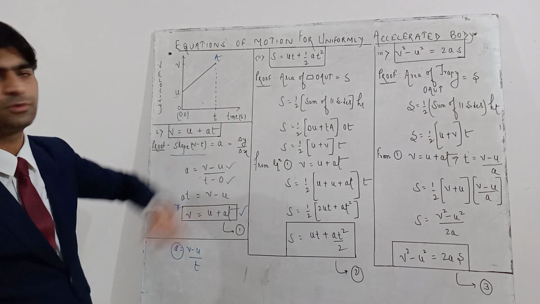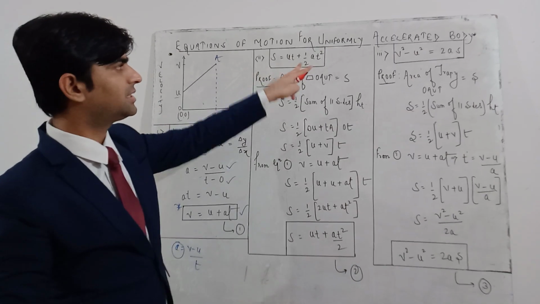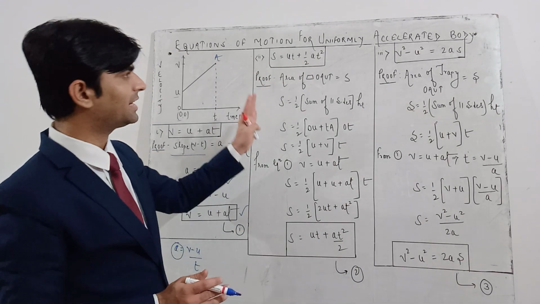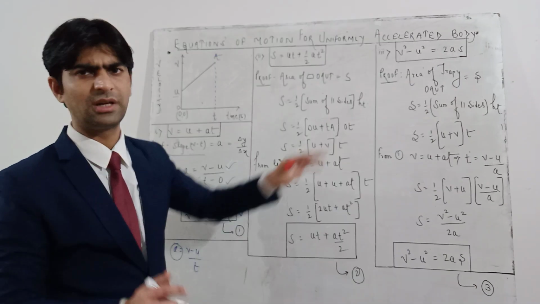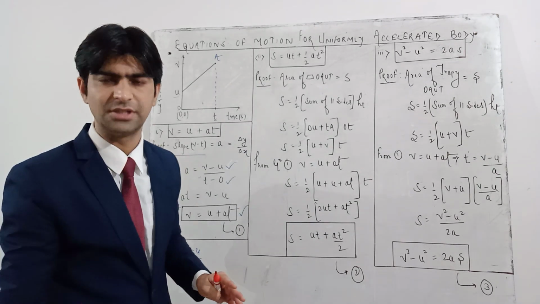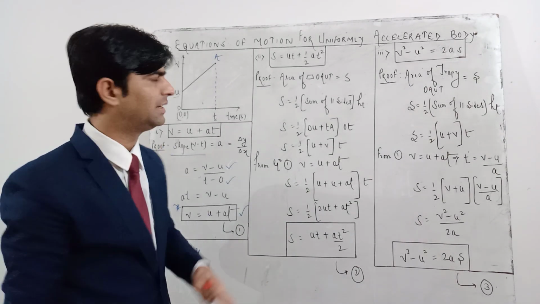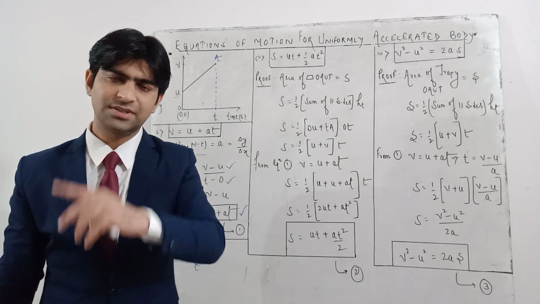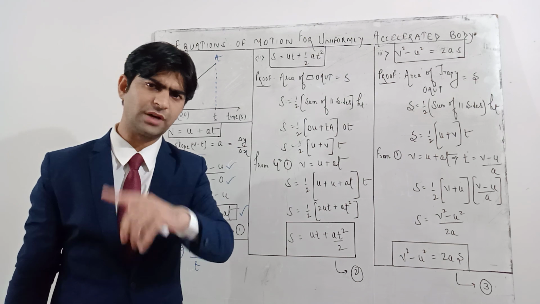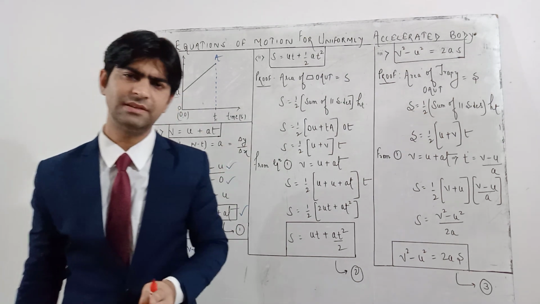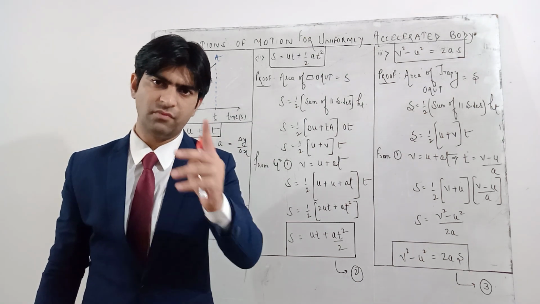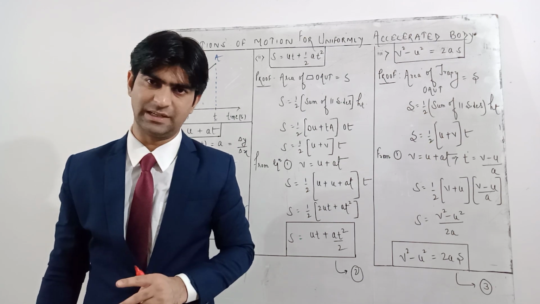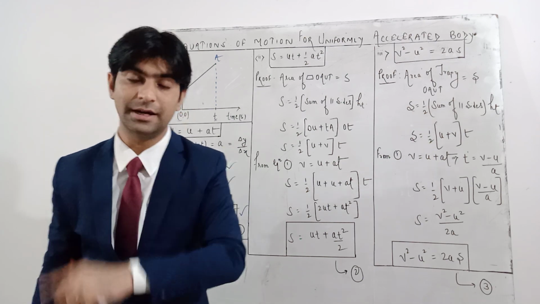Now let us come to the second: S is equal to ut plus half at square. The second and third equations are very similar, only one minor modification is there, so we will discuss that modification. S is equal to ut plus half at square, where S stands for displacement. Now if you remember from the previous lecture, from a velocity time graph, how will you calculate displacement? By finding the area under the graph.